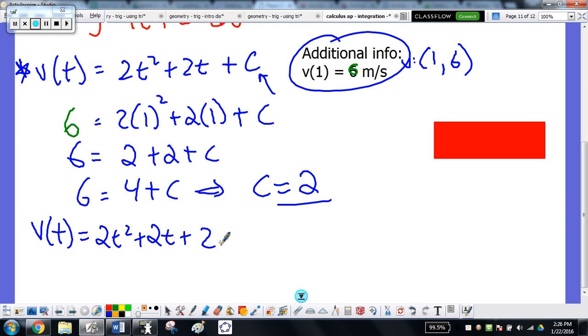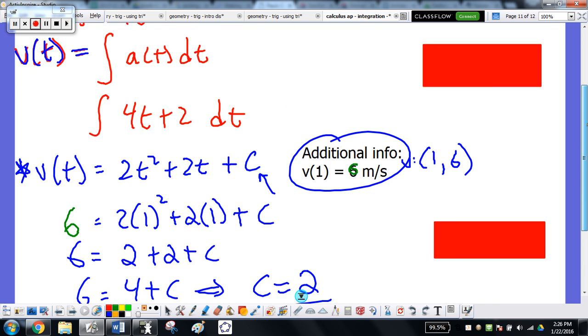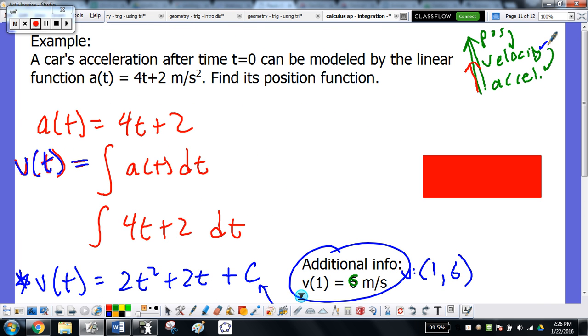Well, we were asked for position, weren't we? Going back to our hierarchy, we're here now, we need to go up one more step. Well, in this direction we take the derivative, and in this direction we take the integral. To go backwards, the antiderivative.